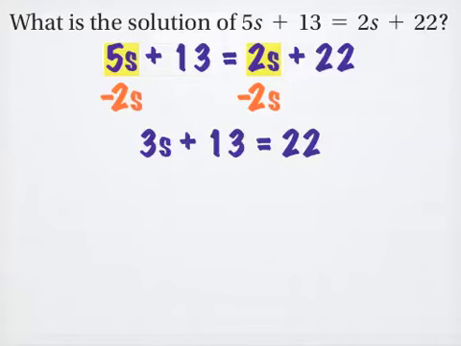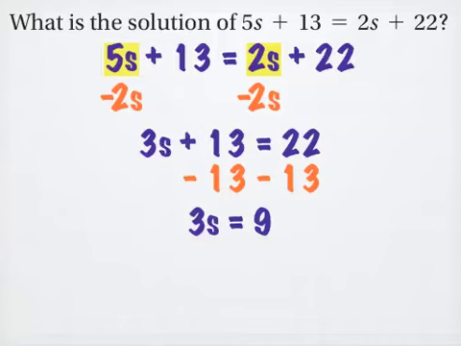Now I simply have a two-step equation. I have 3s plus 13 equals 22. I'm going to get rid of my adding 13 first by subtracting 13 on both sides, which gives me 3s equals 9. Now I need to divide by 3, and when I do that, I find that s equals 3. Remember, it's important once you solve for your variable to plug it back in and make sure that it makes sense and it makes the equation true.